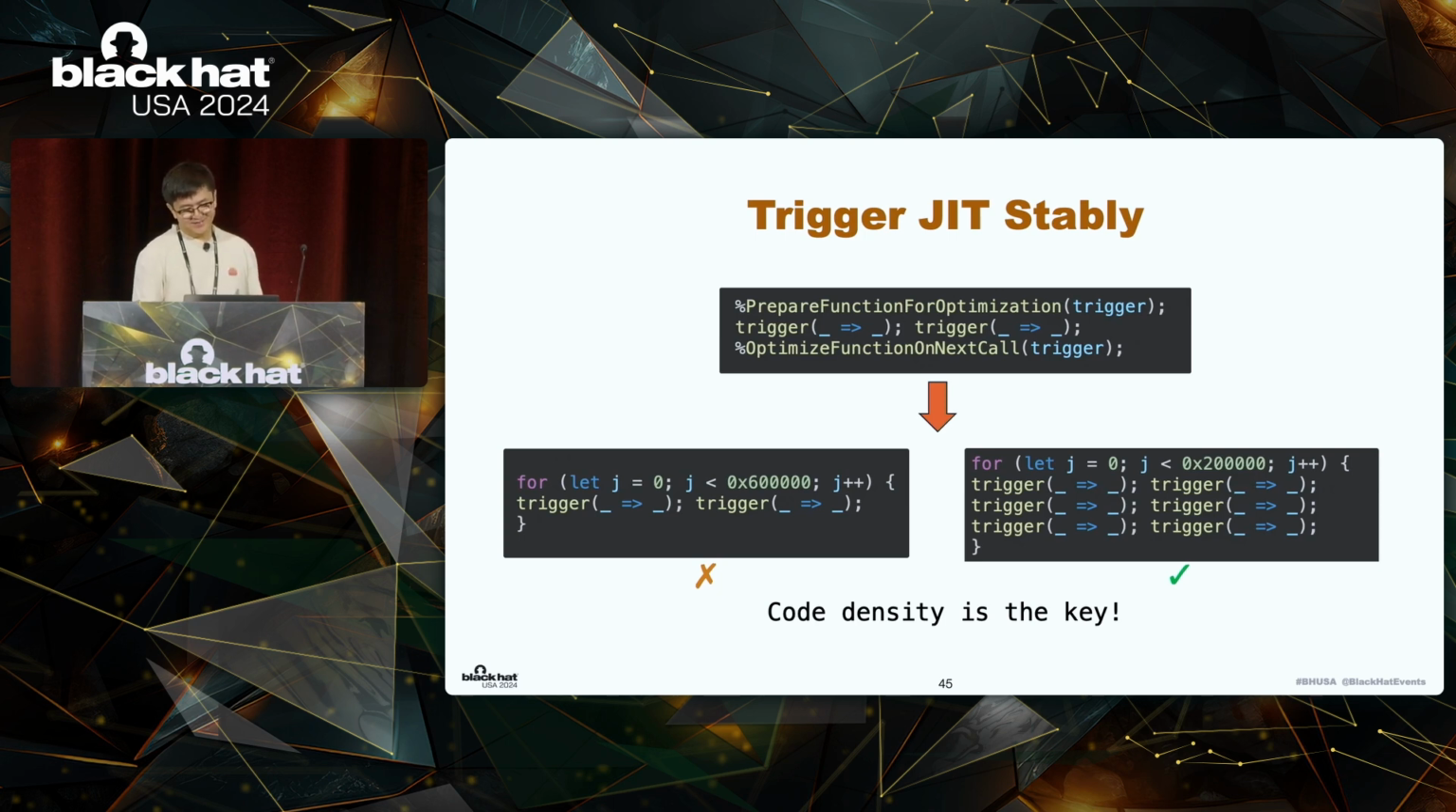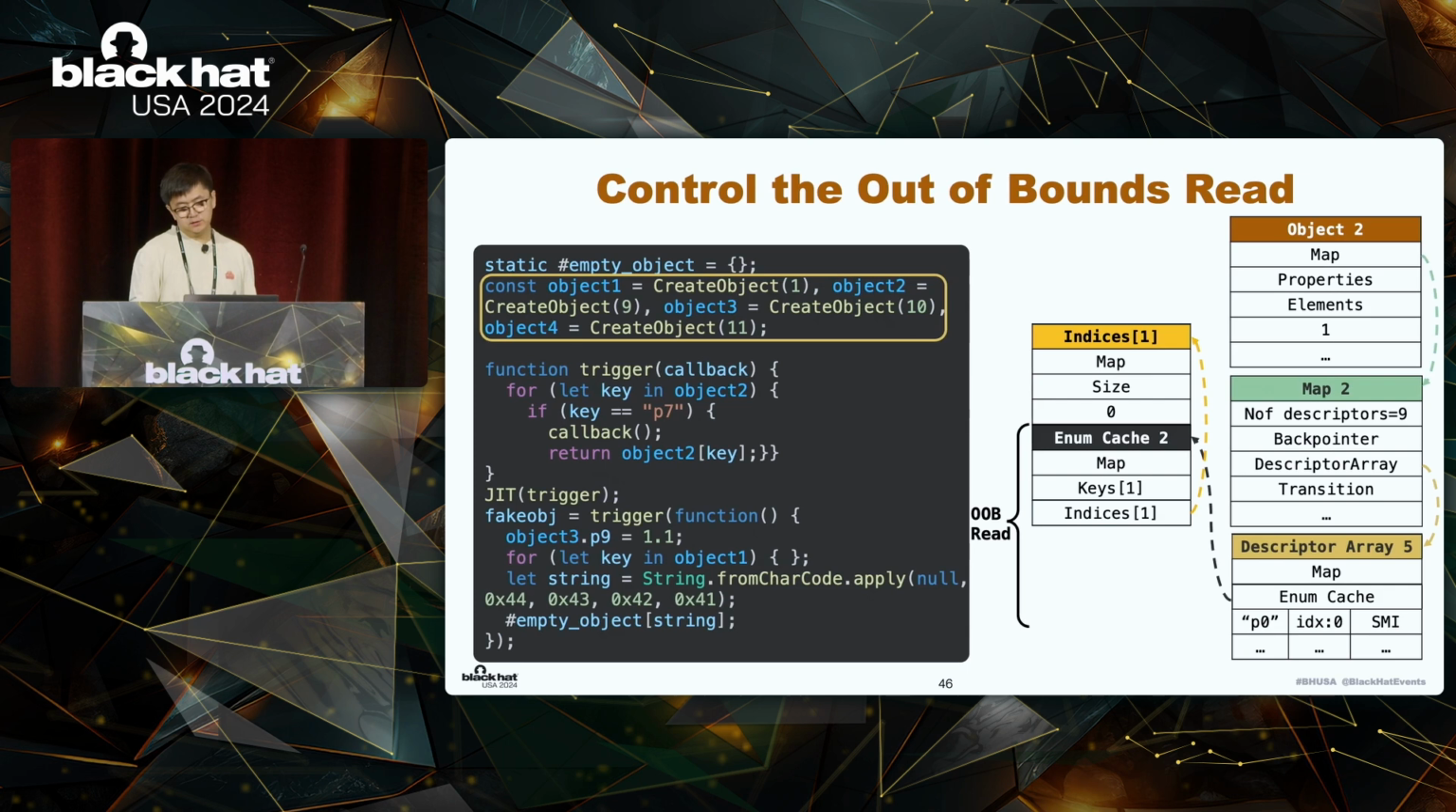Believe me. Actually, the TurboFan JIT compiler has heuristics for inlining functions and optimizing code. It relies on many factors such as optimizing thresholds, call frequencies, runtime profile, etc. The code density is one of the most important factors. We know this is an indices array out-of-bounds read vulnerability. To exploit it, firstly, we need to control the value of the out-of-bounds read. To do that, we set the number of object items to 1, 9, 10, 11 for objects 1, 2, 3, 4. So the indices array size is 1, and there are 9 items in object 2, so we can control the out-of-bounds read index.